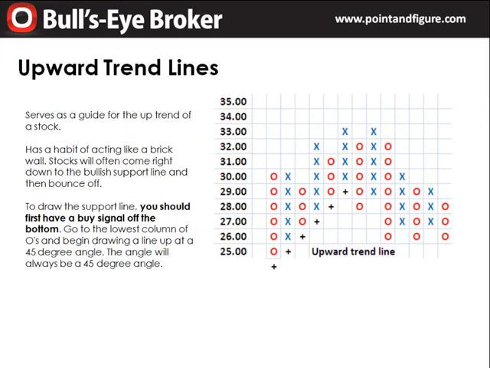Upward trend lines. Trend lines serve as a guide for the uptrend of a stock. The trend line has a habit of acting like a brick wall. Stocks will often come right down to the bullish support line and then bounce off. To draw the support line, you should first have a buy signal off the bottom, go to the lowest column of those, and begin to draw a line up at a 45-degree angle. One interesting thing about trend lines in a point and figure chart is that the angle will always be 45 degrees.